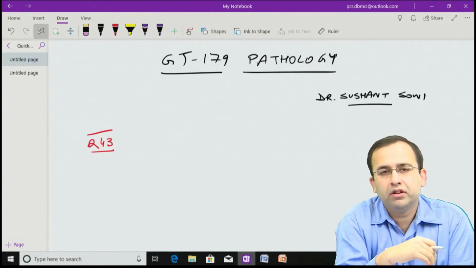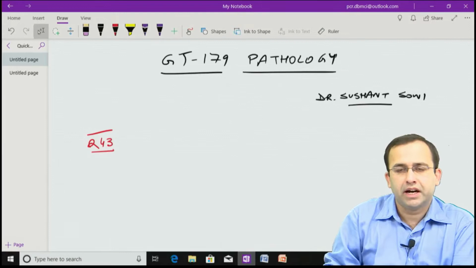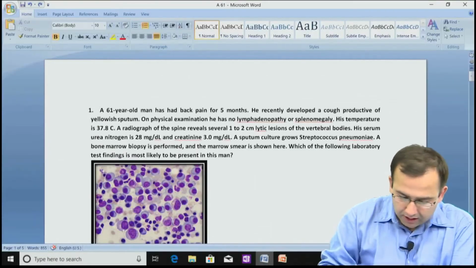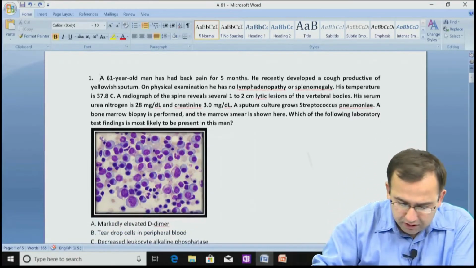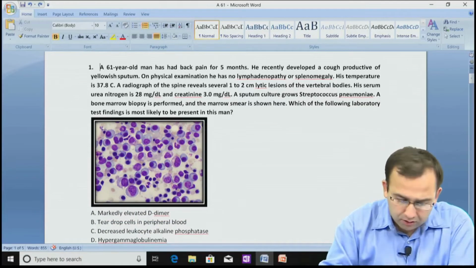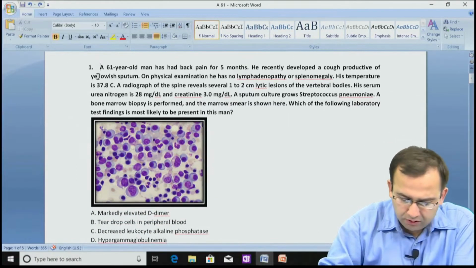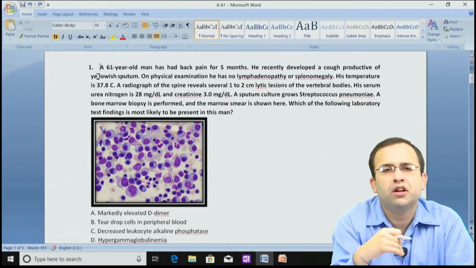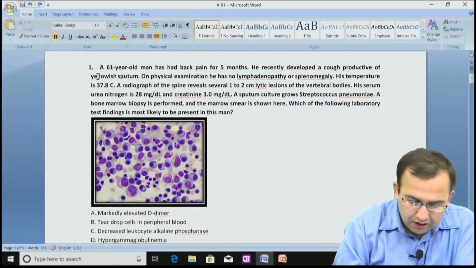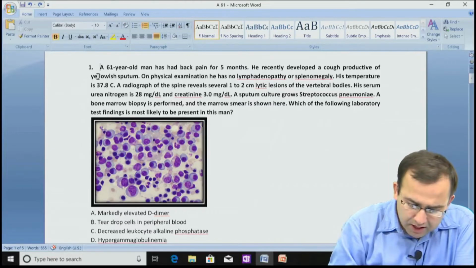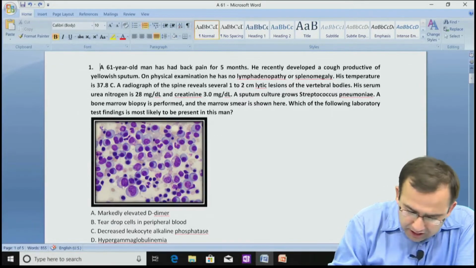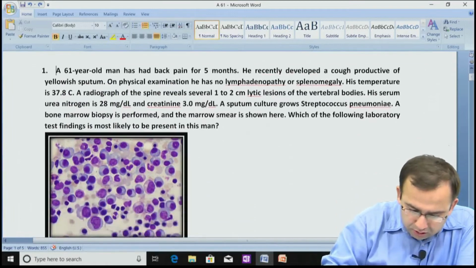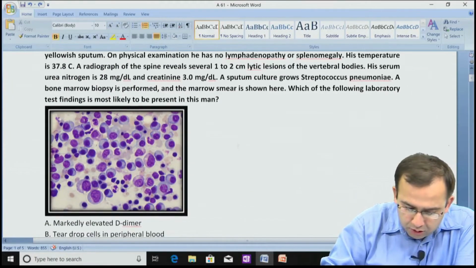So starting with the pathology questions discussions of Grant Test 179, starting with question 43, which was the first question for pathology. Now this is a long question, so much English is written, not concerned. Forget everything. I just need to look at two words: 61-year male and the image is given. This could very well have been kept as a no history question.